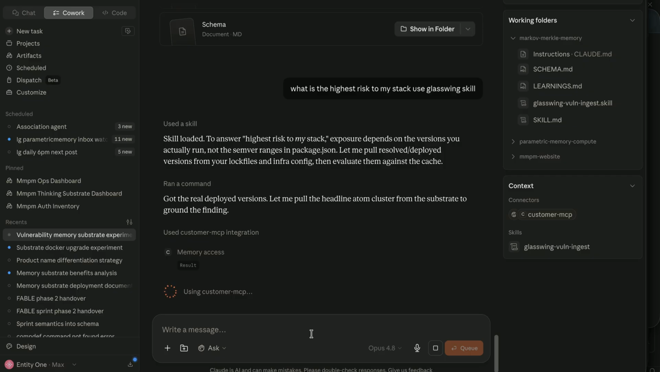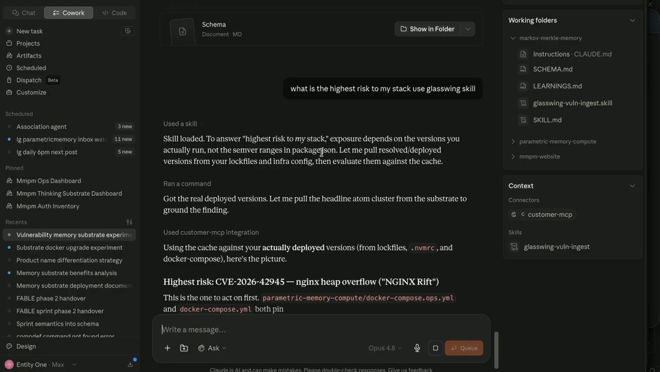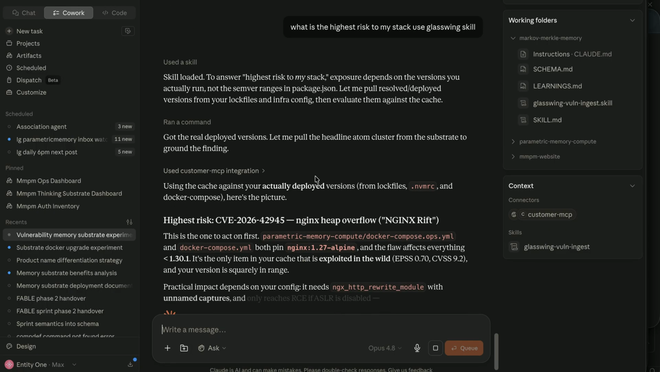So it's currently connected up to my customer MCP, which is just the same version of the memory substrate that the general public will have access to. And it's running its query now. So memory access is it running its query against this prompt. And what this does is it saves and stores and compounds any known knowledge.